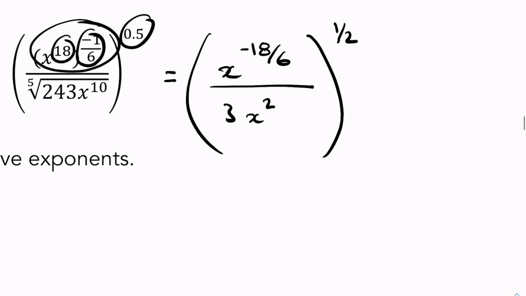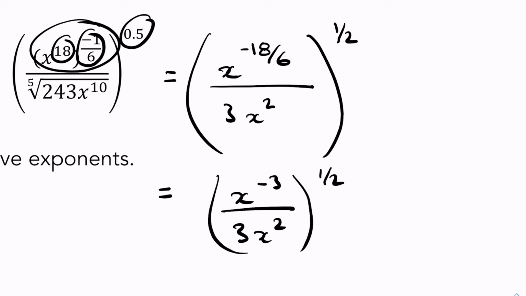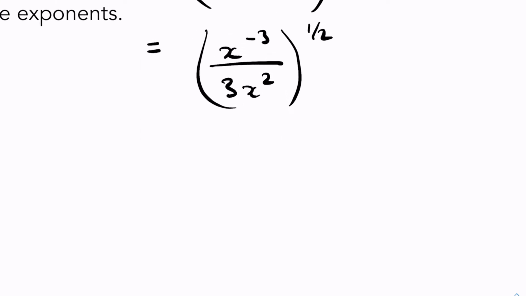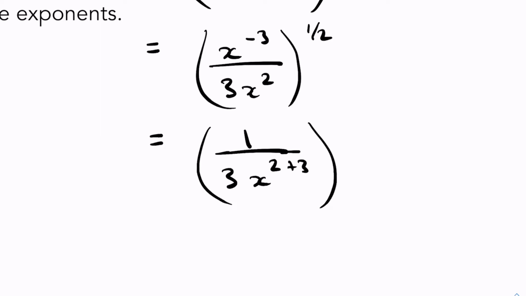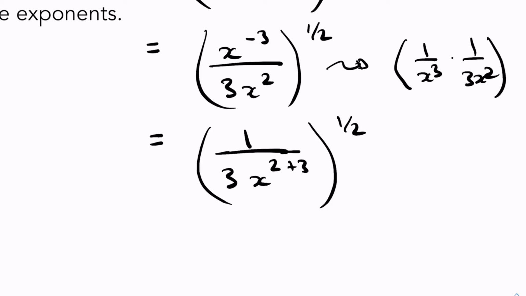So at this point, there are some further simplifications I can make, namely, that's going to be x to the negative 3 over 3x squared. That's still to the 1/2. And now I can simplify what's inside the brackets by rewriting everything with positive exponents. So it'll be 2, in this case, plus 3, to the 1 over 2. Okay, hopefully you saw the move I made here. If you didn't, I'll just write it out over the side. I rewrote this part as 1 over x cubed times 1 over 3x squared, to the 1/2. Okay, and that's why I was able to combine these together.